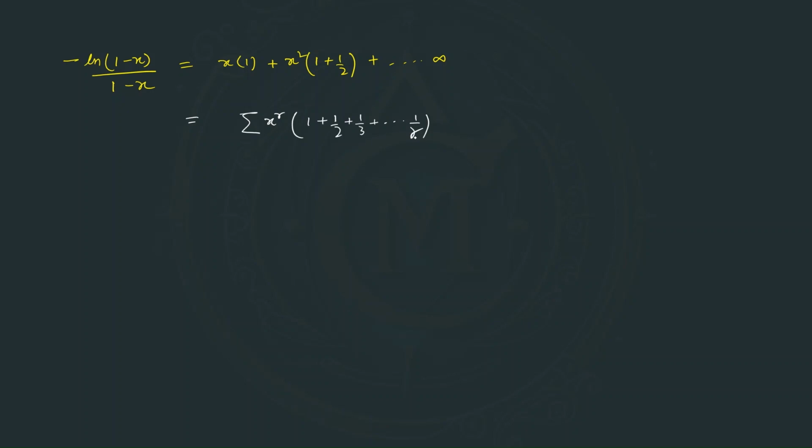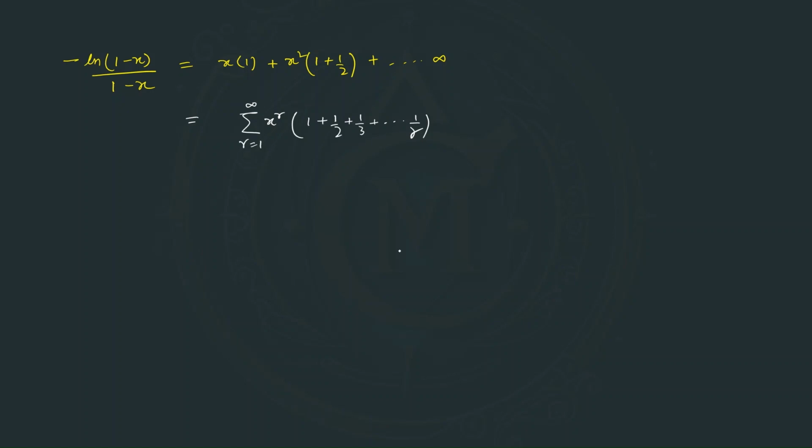So we can say by this expansion that minus of log 1 minus x divided by 1 minus x is equal to x into 1 plus x square into 1 plus half plus so on up to infinity. So we can write this in sigma notation. It is equal to summation x to the power r times 1 plus half plus 1 by 3 plus so on up to 1 by r, where r is running from r equal to 1 to infinity.